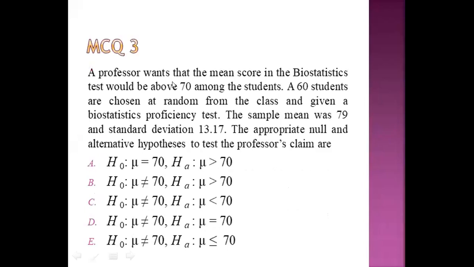A professor wants the mean score in a biostatistics test to be above 70 among the students. 60 students are chosen at random from the class and given a biostatistics proficiency test. The sample mean was found to be 79 and the standard deviation 13. The appropriate null and alternative hypotheses to test the professor's claim should be: A, H naught mu is equal to 70 and alternate hypothesis mu is greater than 70; B, mu is not equal to 70; and so on.